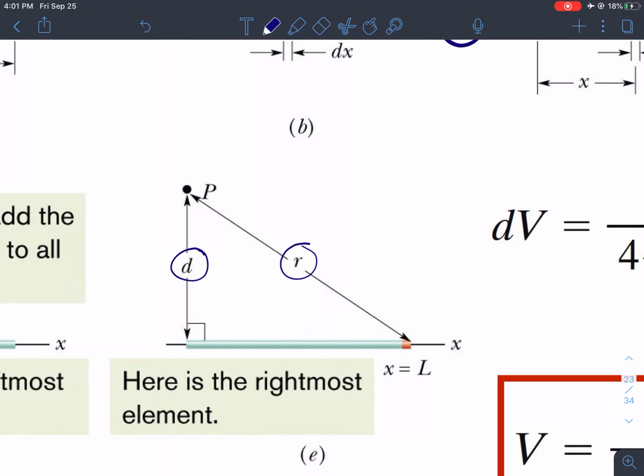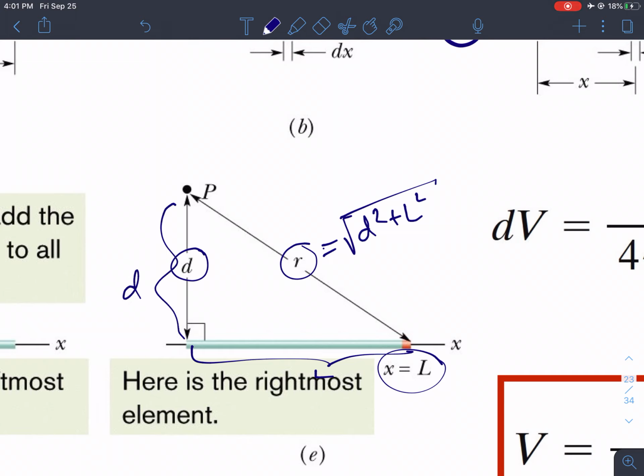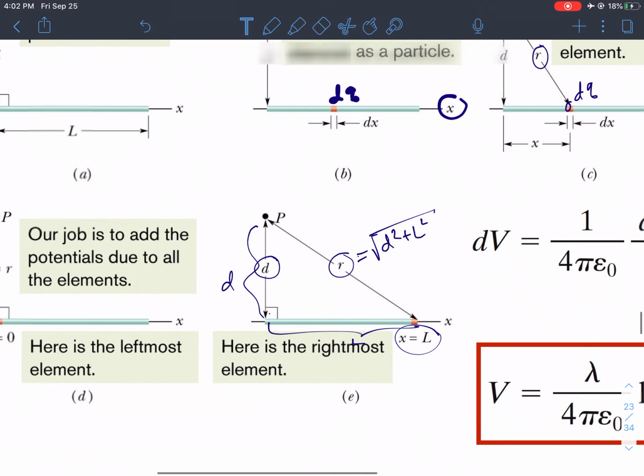It used to be d, now it's r, and you can find it as root of d squared plus l squared. Because x goes to l, from here to there is l, and from here to there is d. They are perpendicular to each other, so you can use the Pythagorean theorem to find the hypotenuse, and that is the root of d squared plus l squared. So those are the intervals.